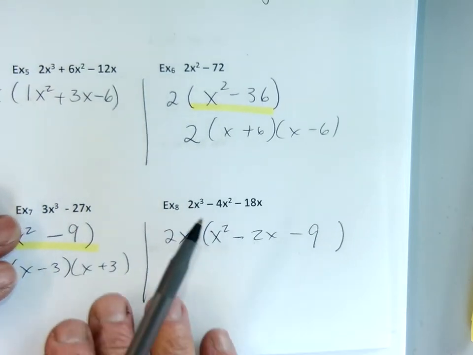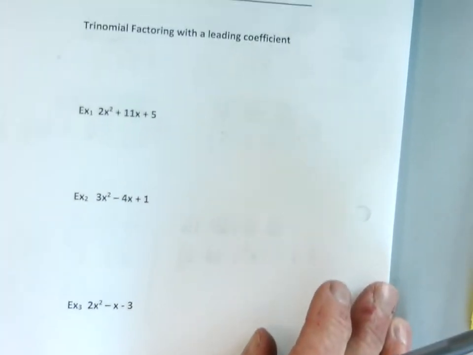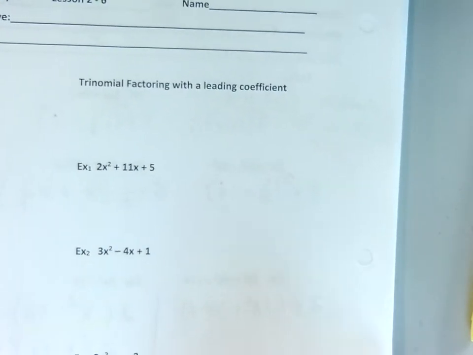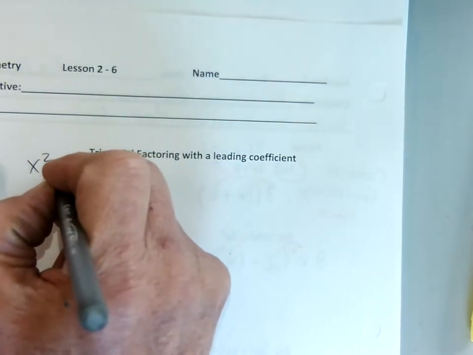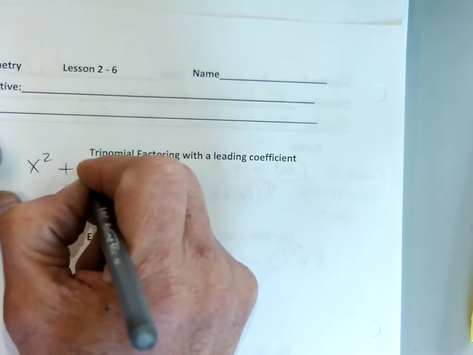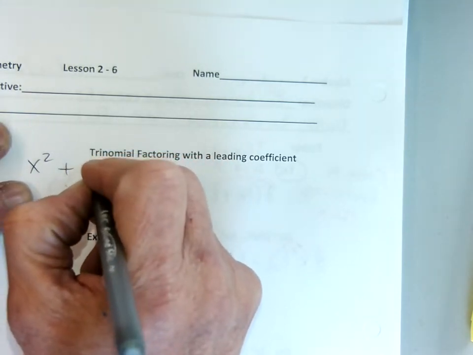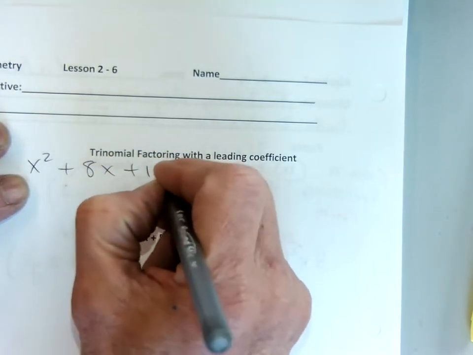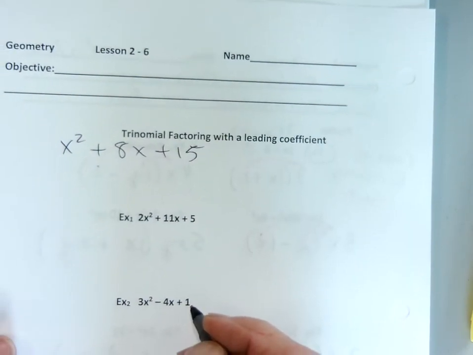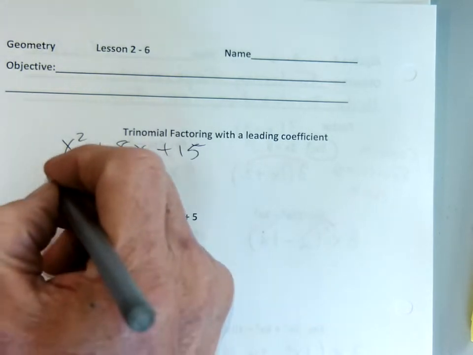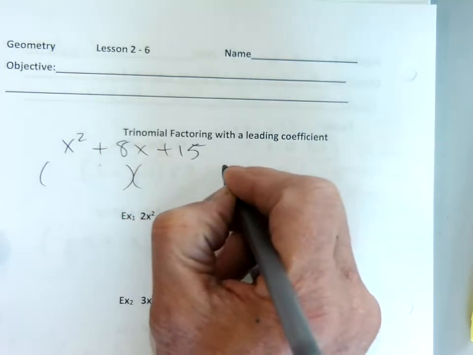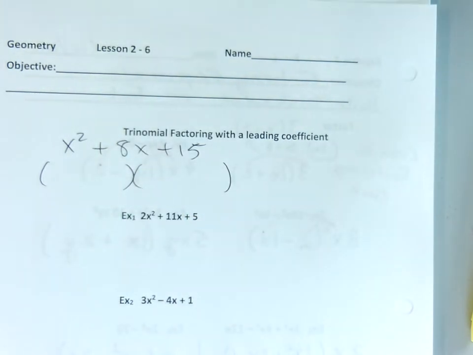All right, turn the page. Now, trinomials. So let's start first with an easy one. X squared plus 8x plus 15, okay? It's a trinomial. So when you factor a trinomial, we'll start there.